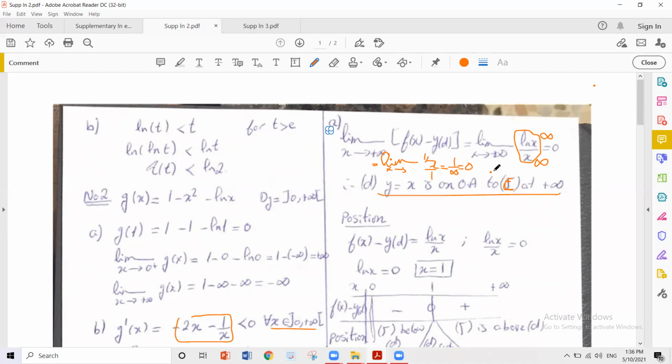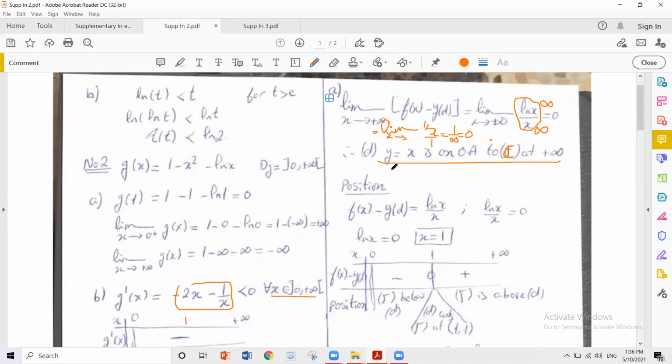Now, to study the position between the curve and the oblique asymptote, the position is determined by the sign of f(x) minus y_D. f(x) minus y_D is ln x over x. It is neither positive nor negative; ln x can be negative or positive. So we solve ln x over x equal to 0. Cross multiplying, ln x equals 0, x equals 1.